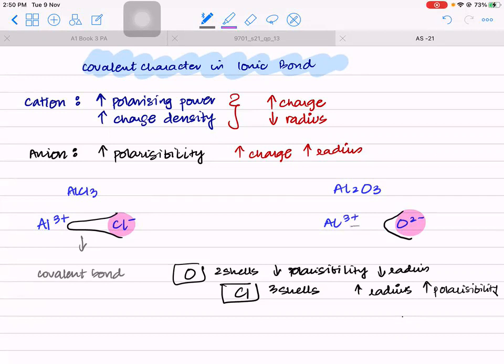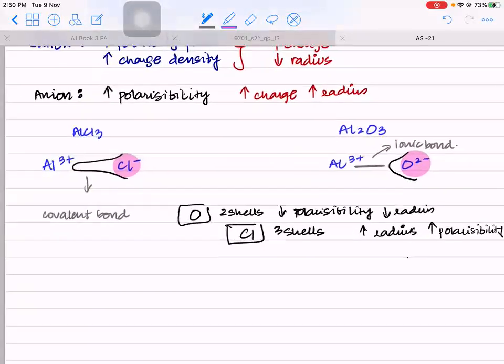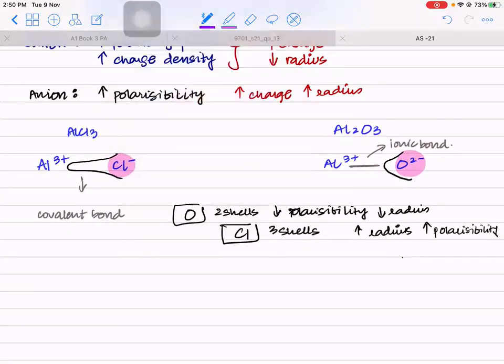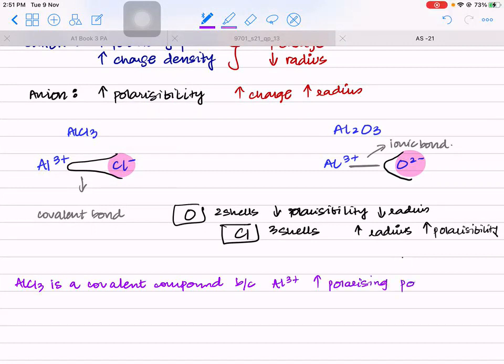What type of bond will we have here? This will remain an ionic bond. Do you understand that? So can I say that AlCl3 is a covalent compound? And why is that? Because aluminum ion has high polarizing power and chloride ion has high polarizability.